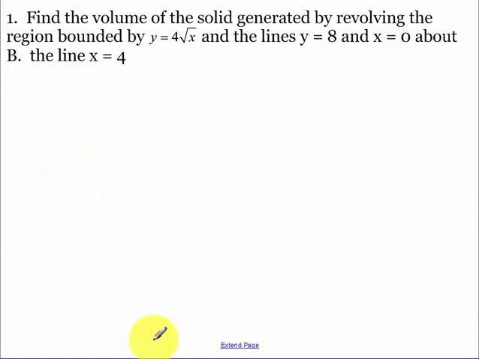Next example, so we have the same area, so I'm going to get myself a sketch of this same area.